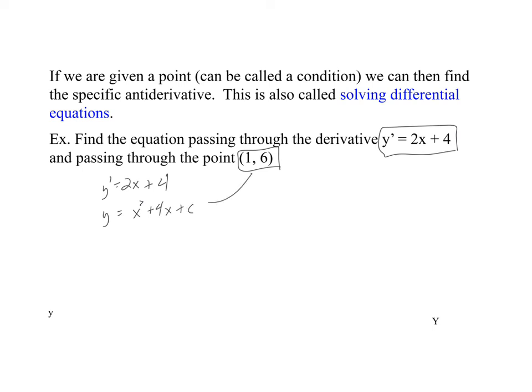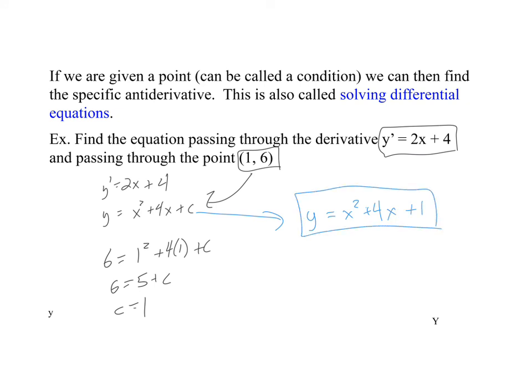Now we plug that coordinate in to actually solve for c. So we get 6 equals 1 squared plus 4 times 1 plus c. That'll give us 5 plus c, so that means c equals 1. Now we can take our antiderivative equation and actually write in our c of 1. So that would be the exact original equation that passes through (1, 6) and would give you a derivative of 2x plus 4. And that's it. Pretty straightforward. You're just plugging in the coordinate to figure out the c value.